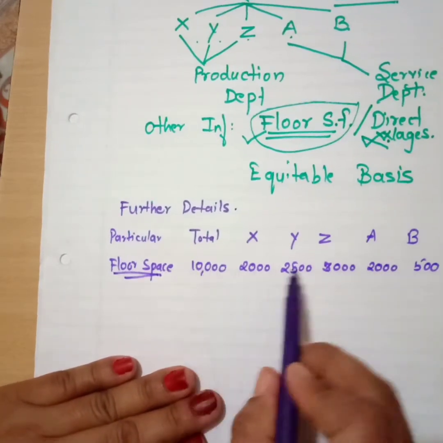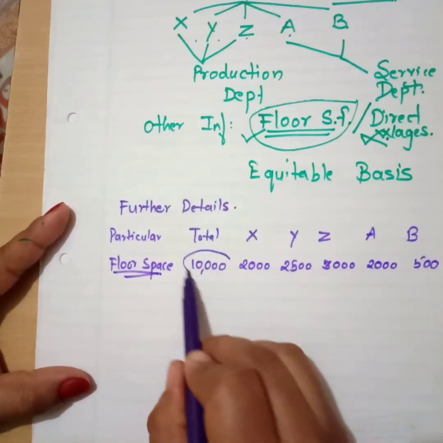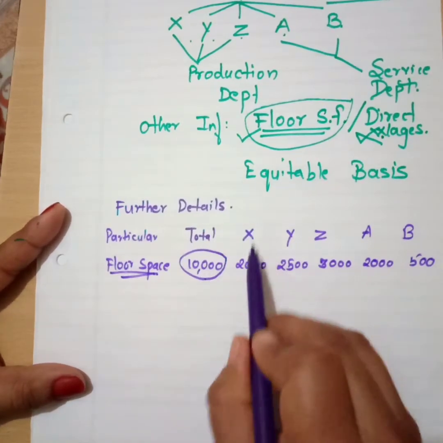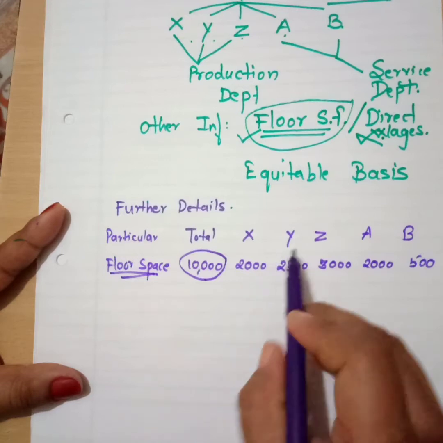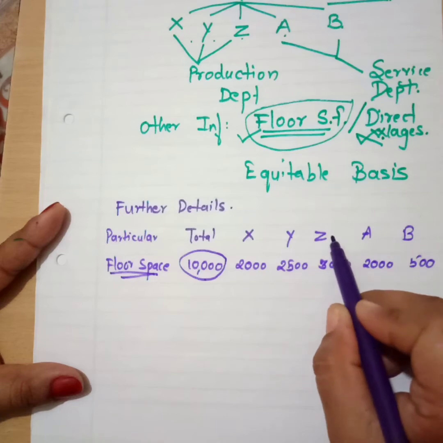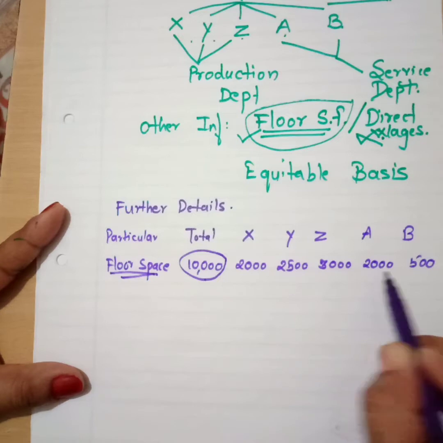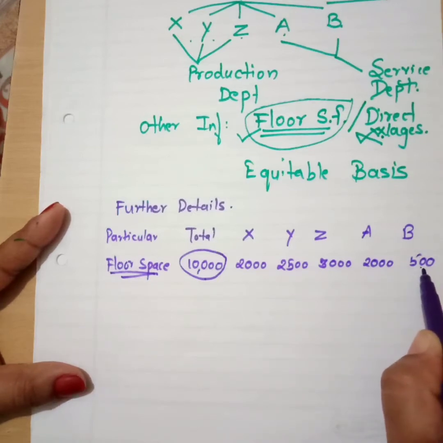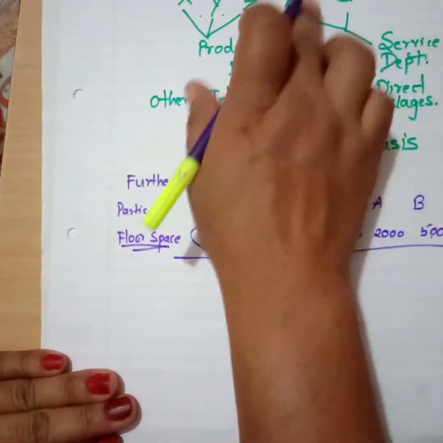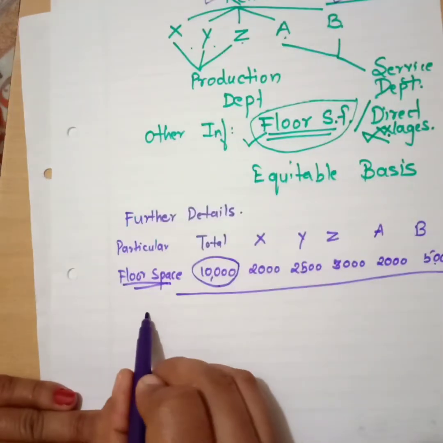Now we have to distribute this rent on the basis of floor space occupied by all these departments. This is given information in the example itself. The total area of the whole organization is 10,000 square feet. Out of this 10,000, department X occupies 2,000 square feet, department Y occupies 2,500, department Z occupies 3,000, department A occupies 2,000 and department B occupies 500.